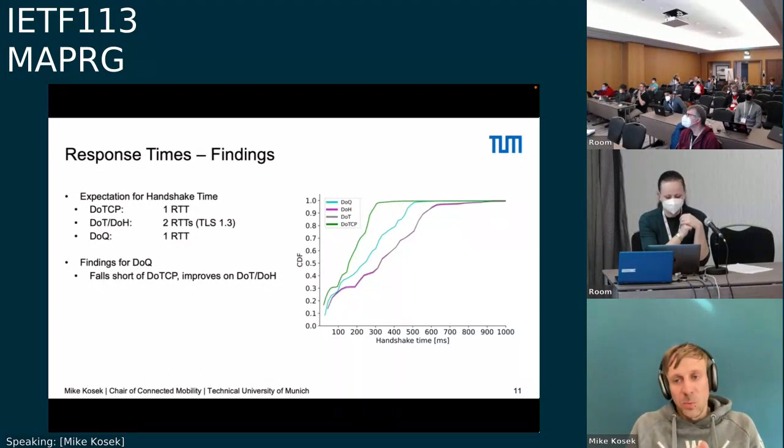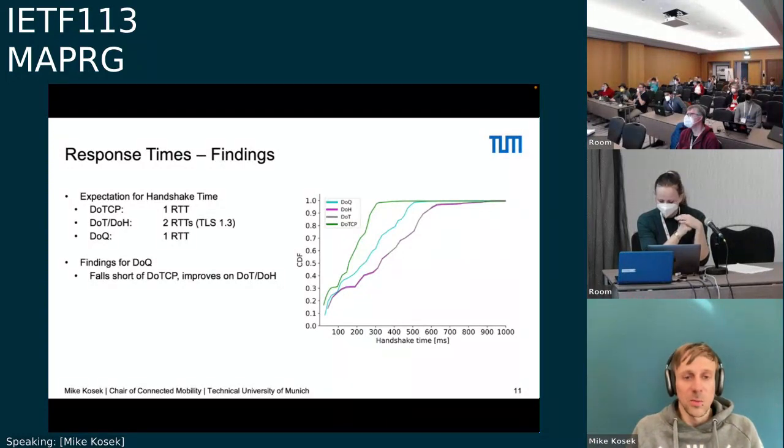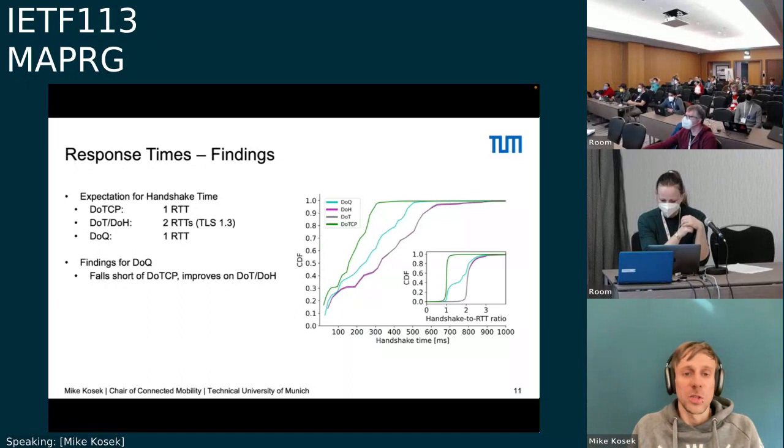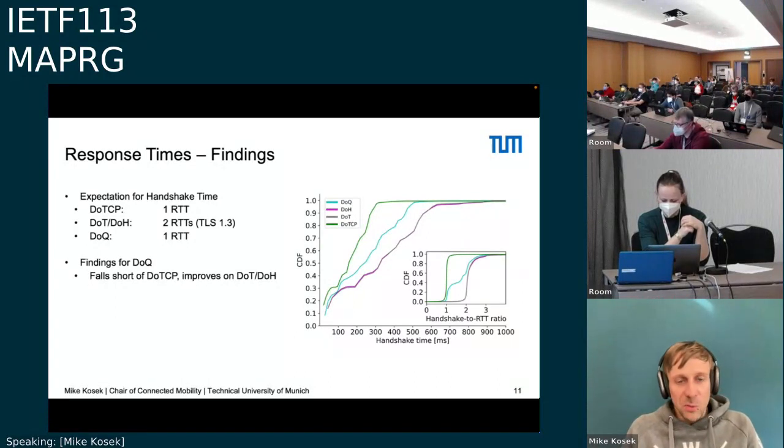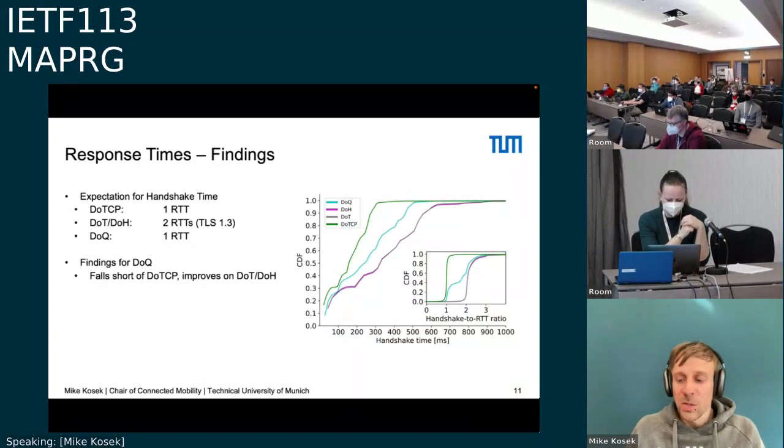What we can now do is have a look at the handshake to RTT ratio. As said, we also measured the protocol-specific RTTs on every handshake time measurement. So we can divide the handshake time measurement by the RTT measurement to get the handshake to RTT ratio, which is shown in the subplot here. And what we can see for DNS over TCP on the left-hand side here, shown in green, is that this nicely aligns with the one RTT as expected. So this is confirmed.